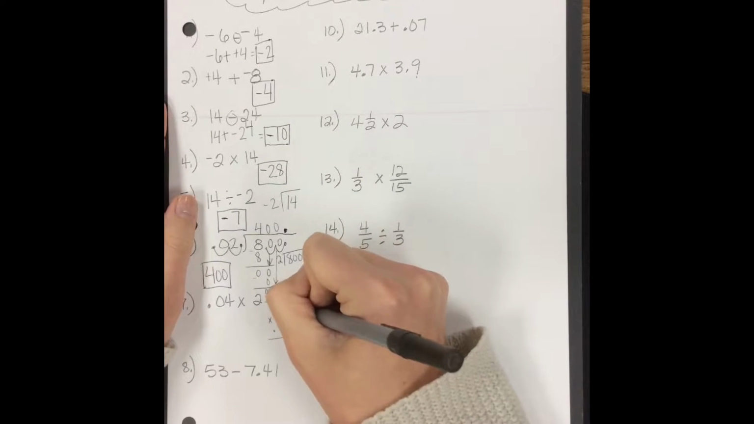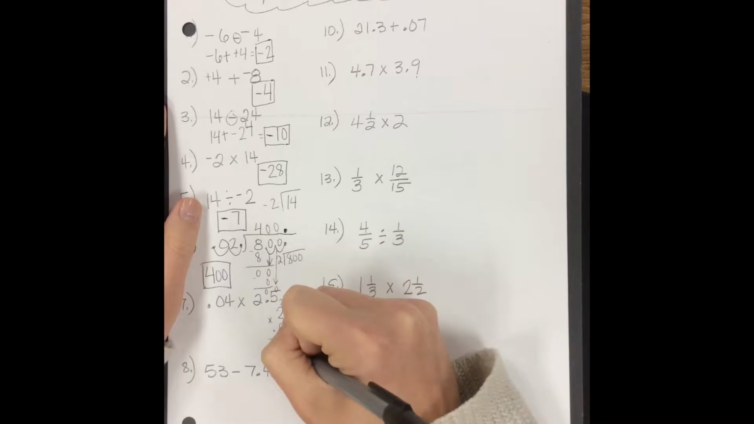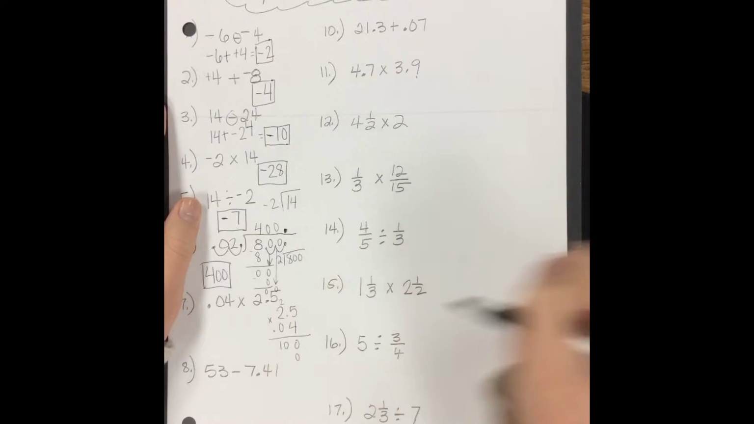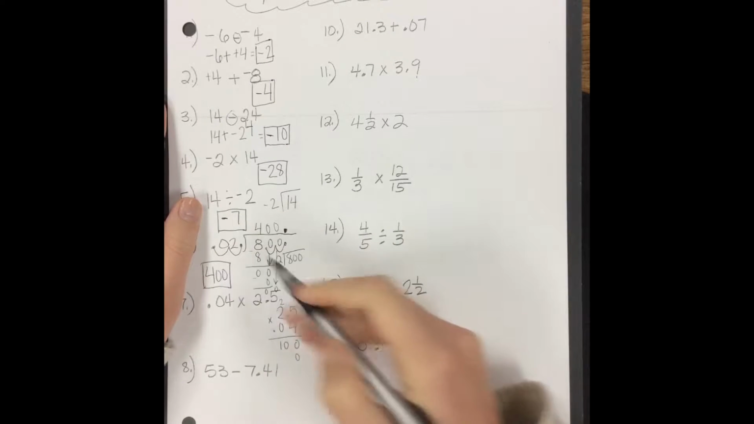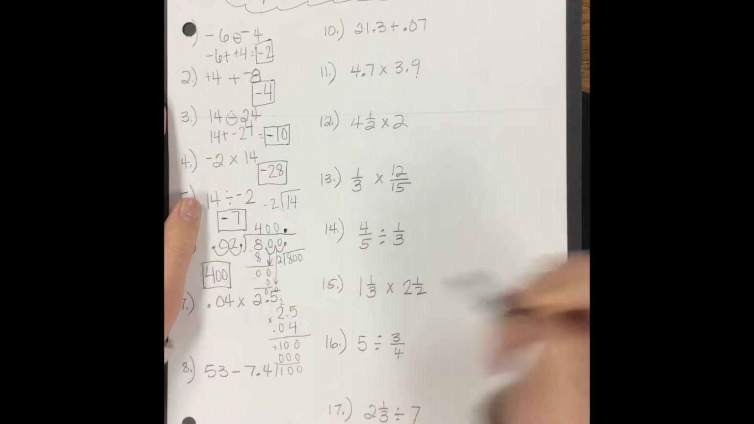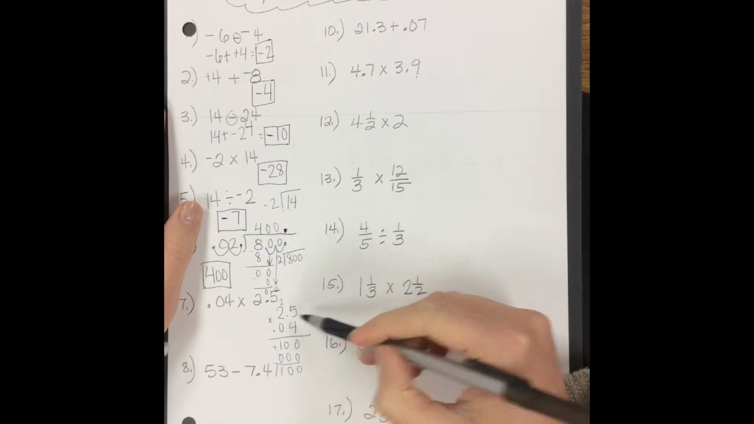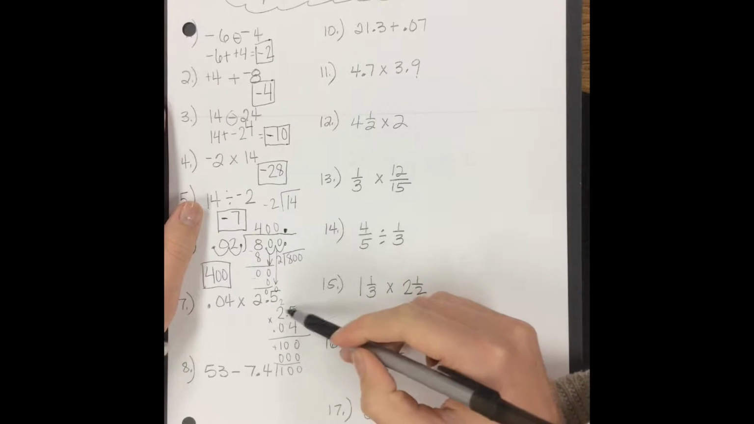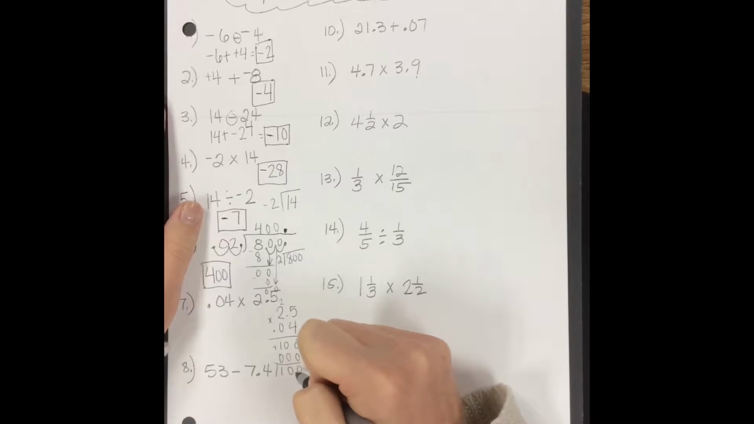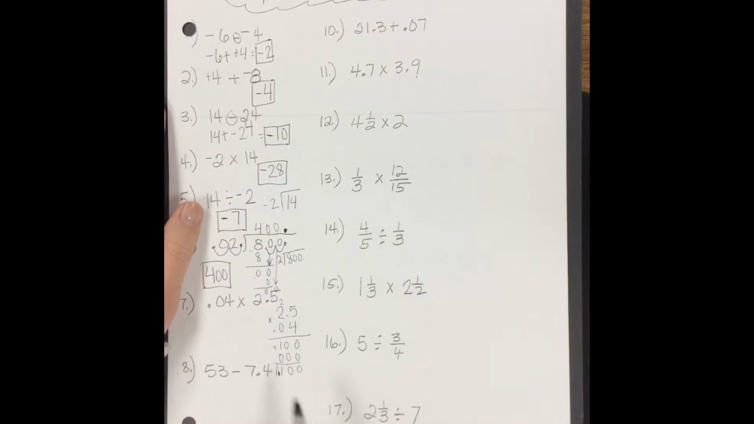5 times 4 is 20. 4 times 2 is 8, plus 2 is 10. Placeholder down here. 0 times 5 is 0. 0 times 2 is 0. Add up my numbers. Now, I have 1, 2, 3 numbers to the right of the decimal up here in my multiplication. So I need 1, 2, 3 numbers to the right of my decimal in my answer.